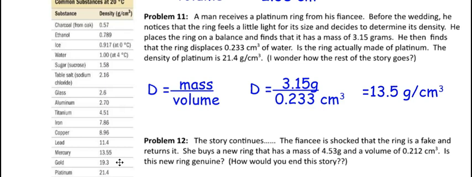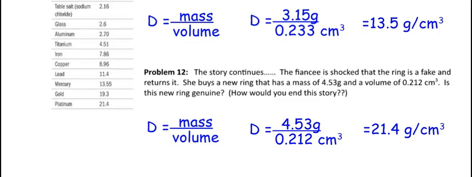Go ahead and pause this. All right, so if you did the math, and there you go, you get a density of 21.4 grams per cubic centimeter. Now you can compare it to this, and voila, it is platinum. Happy ending, okay?